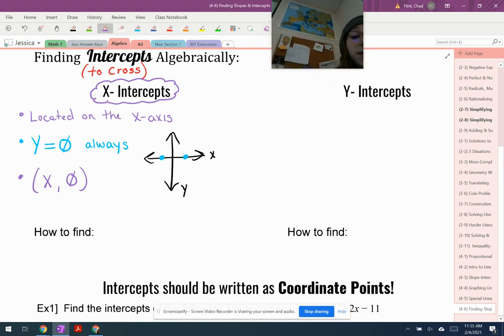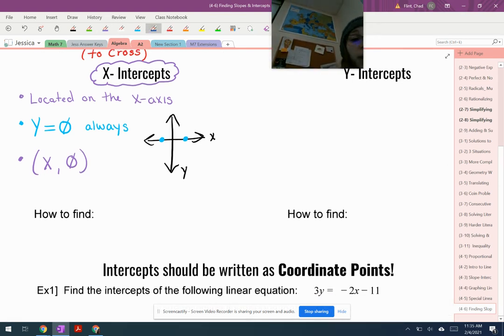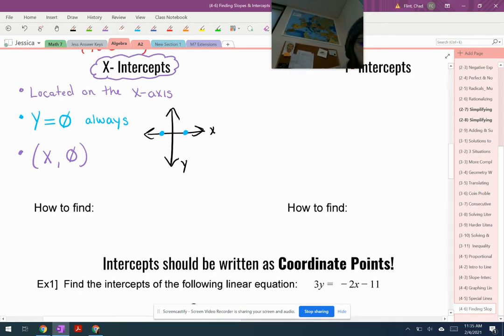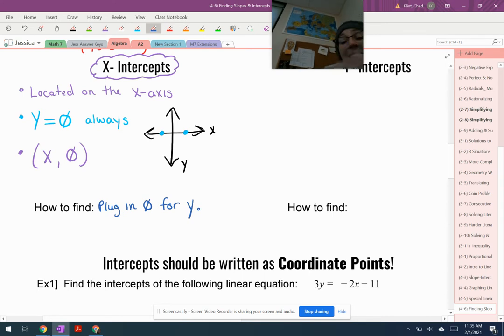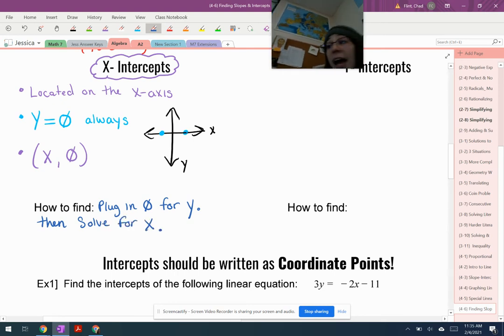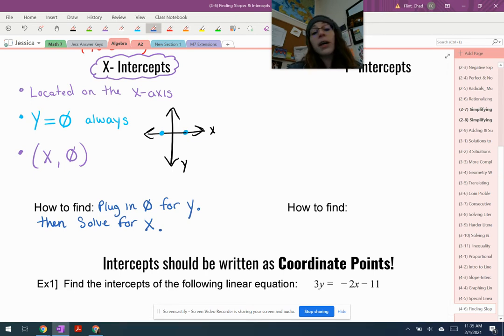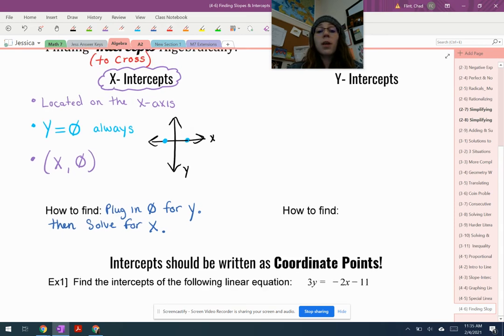And how to find that is not too bad at all. You're going to plug in 0 for y, because remember, y is equal to 0. Plug in 0 for y. Then solve for x. It's that simple. You take whatever they give you for y and you make it 0, and then you just isolate that x.